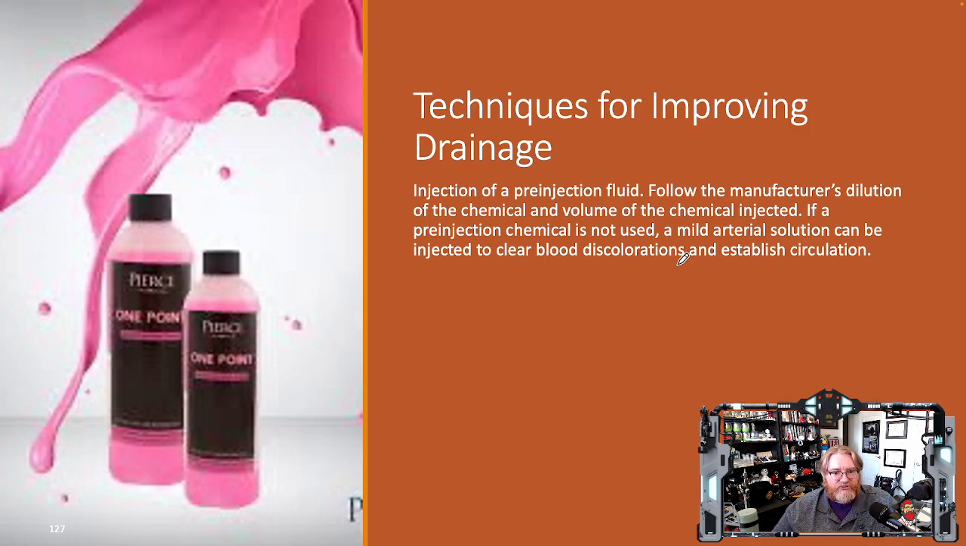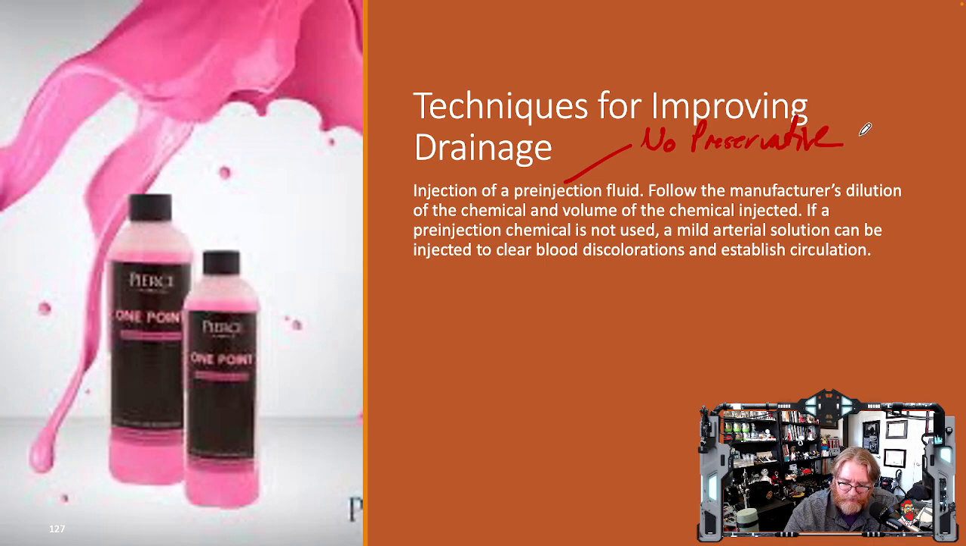Injection of a pre-injection fluid. Follow the manufacturer's dilution of the chemical and volume of the chemical injected. If a pre-injection chemical is not used, a mild arterial solution can be injected to clear blood discolorations and establish circulation. So remember, in a pre-injection, we have no preservative value.